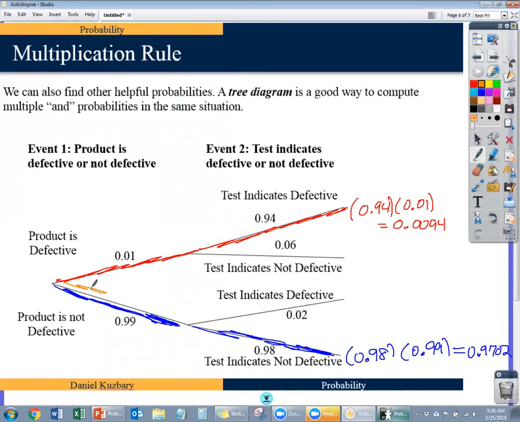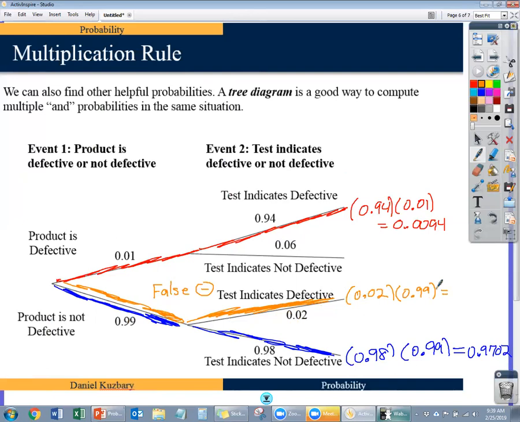I want to find out the probability that the product is not defective, but it says defective. This would be called a false negative. This is a false negative. It says it's bad, but it's not. That's going to be the chance the test indicates defective, given that it's not defective. So this is the conditional probability. This depends on that. See, these numbers are different if it's defective. This number is specific to it being not defective. And then times the chance that the product is actually not defective.